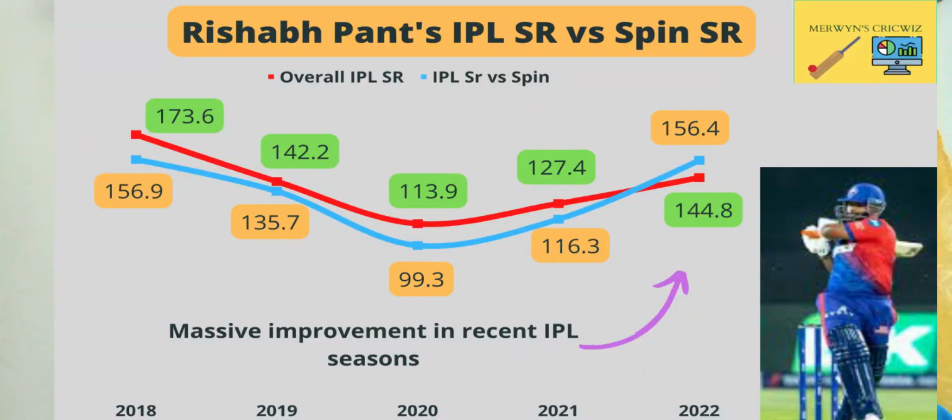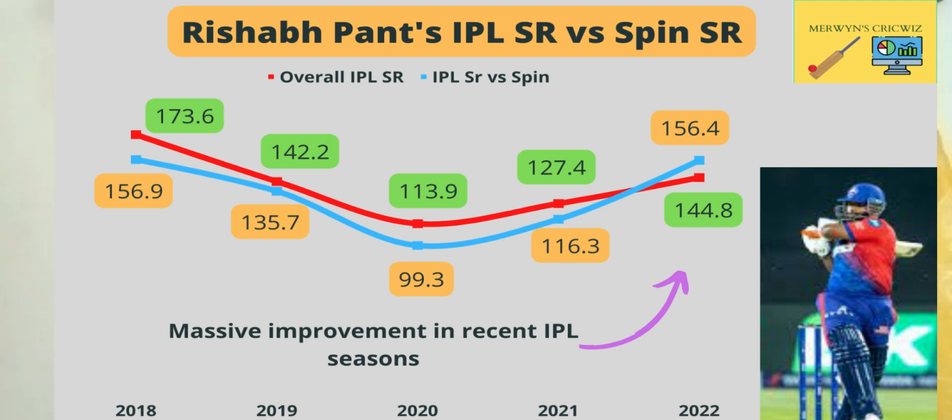This is a chart which will come up on your screen, which will show you the trend of how Rishabh Pant has performed year by year in the IPL overall and against spin bowlers. The graph in red shows you his overall strike rate, and the graph in blue shows you his strike rate against spin. And you see that he had a very impressive 2018-2019 with those unbelievable numbers. But against spin, you see it's slightly slower. And there is a bit of a dip in 2020 where he was not really at his best.